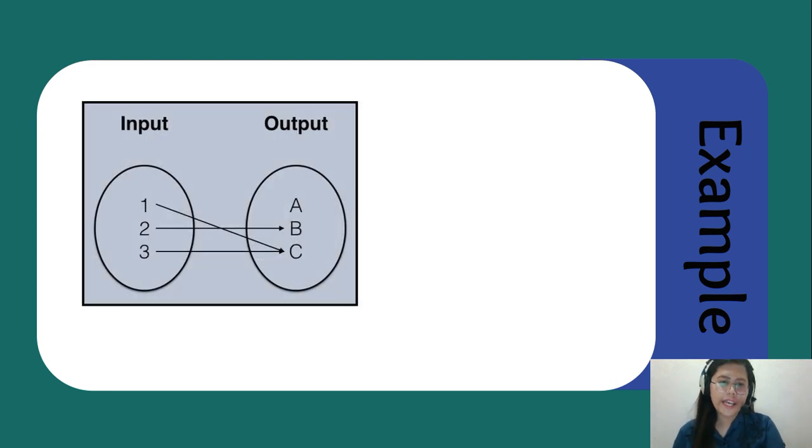Example tayo. Sa input natin, or sa x natin, we have 1, 2, 3. Sa output, A, B, C. So, 1 to C, 2 to B, 3 to C. Okay, so this is an example of many-to-one. So, matik, this is a function.